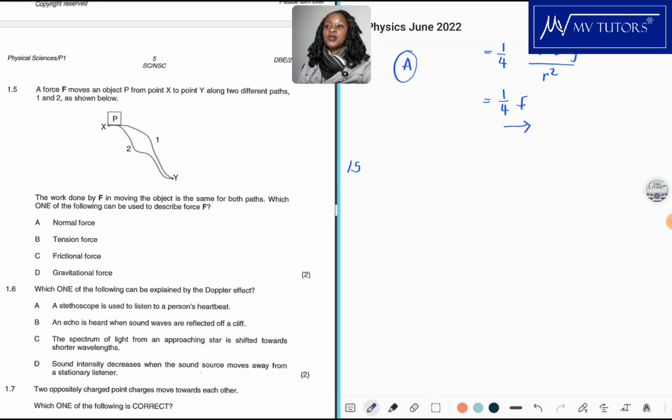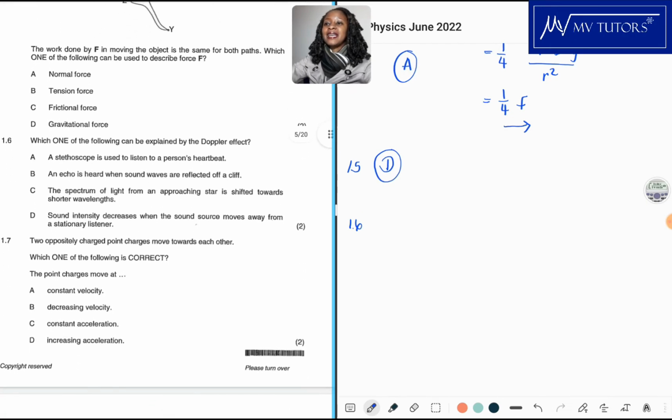But gravitational force, remember, once it's at the top, X, it has a lot of potential, a high potential energy. And so gravity, which is always acting down, towards the center of the earth, will force the object to move from X to Y. So I would definitely go for D in this case. Okay, and then 1.6, which one of the following can be explained by the Doppler effect? Firstly, I would like to ask you, what is the definition of the Doppler effect?